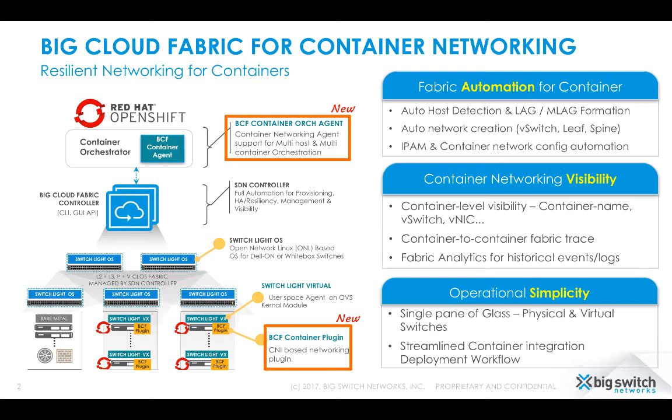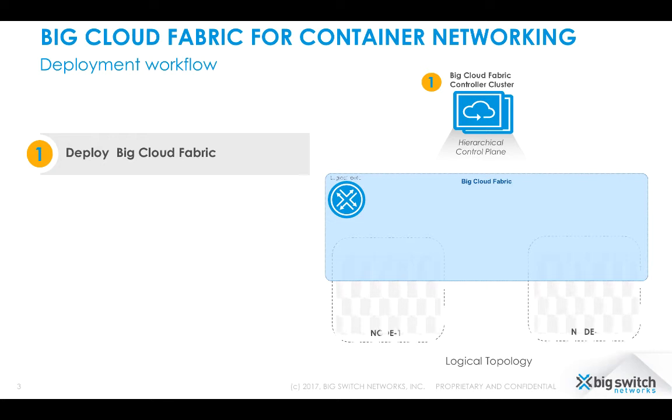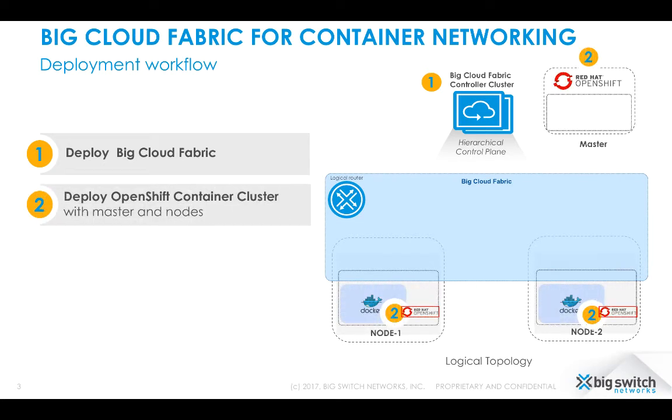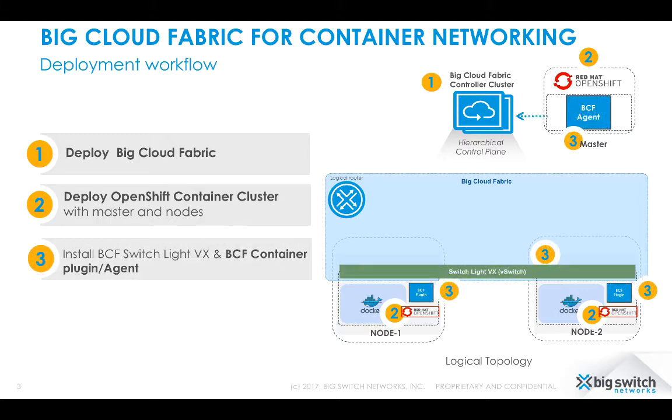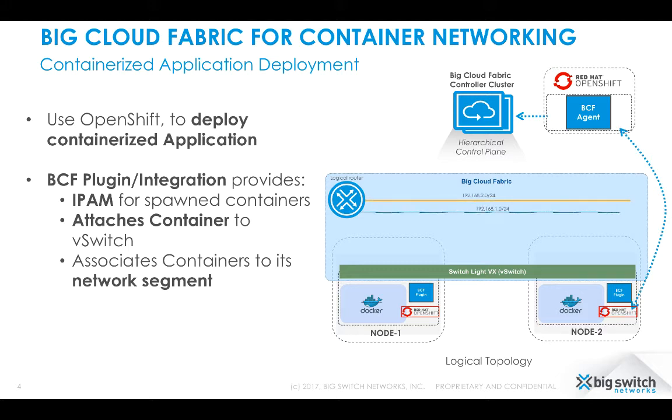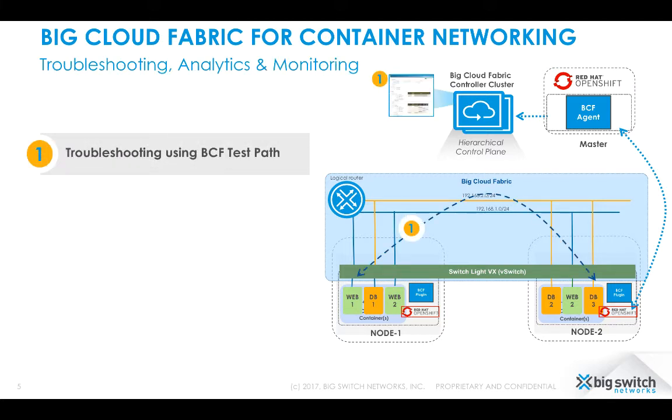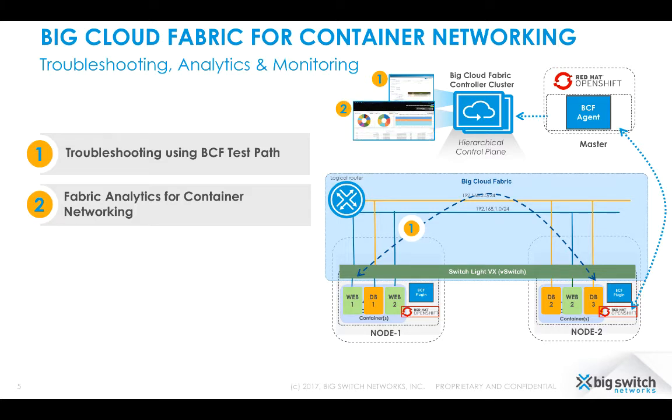Big Cloud Fabric P+V physical and virtual provides single pane of glass for both physical and virtual networking, which simplifies the container networking operations. In this demo, I'll be walking you through the following aspects of the solution. First, how BCF automates provisioning of Red Hat OpenShift cluster nodes to the network to provide single pane of glass for both physical and virtual networking. Second, containerized application deployment using OpenShift Container Platform with Big Cloud Fabric Container plugin to provide container network automation. Finally, BCF visibility features, test path and fabric analytics, which makes monitoring and troubleshooting of Red Hat OpenShift container networking easier and simpler.